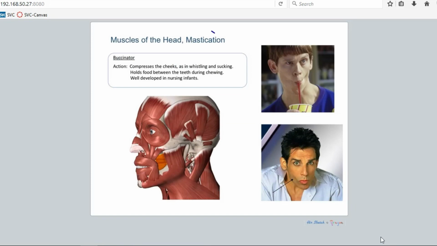Another mastication muscle is called the buccinator. It's a little bit deep to the superficial masseter, and when that muscle contracts, it compresses the cheeks. You're able to hold food between the teeth during chewing, so it's involved in mastication. And here's some very extreme buccinator contraction, along with some orbicularis oris, and a lot of facial expression.